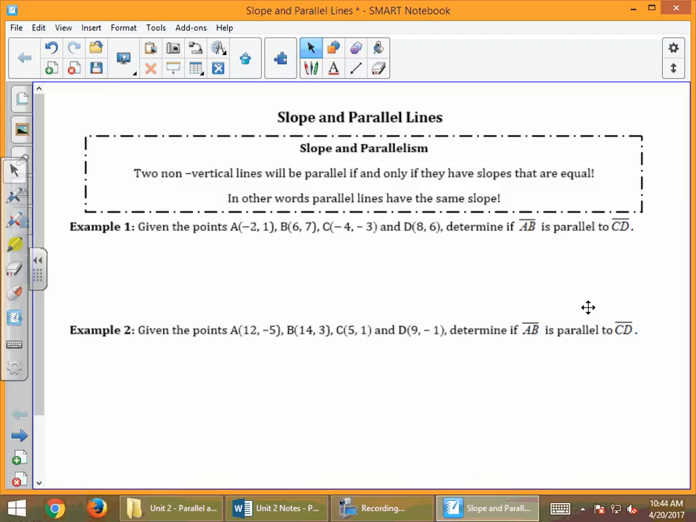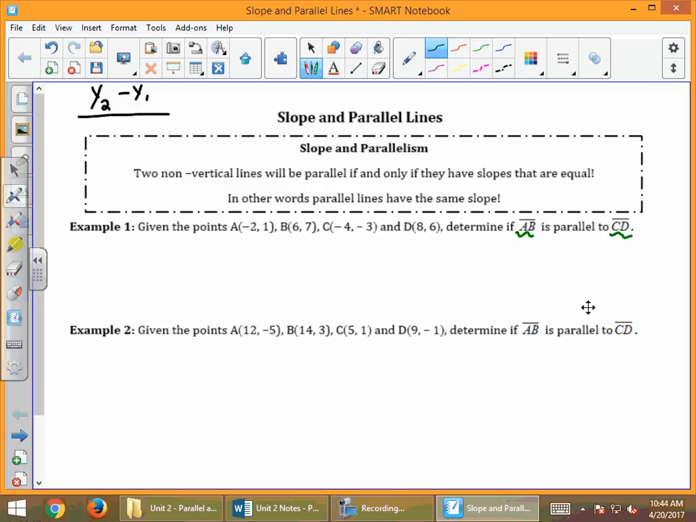So we look at example 1. We were given the endpoints of two segments, and we want to determine if segments AB and CD are parallel. In order to determine if two lines are parallel, we have to look at their slope. When you're given points, you just use the slope formula. You want to write somewhere on your paper, the slope formula is y2 minus y1 over x2 minus x1.